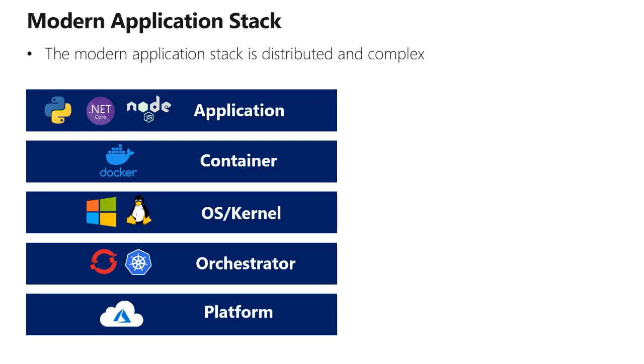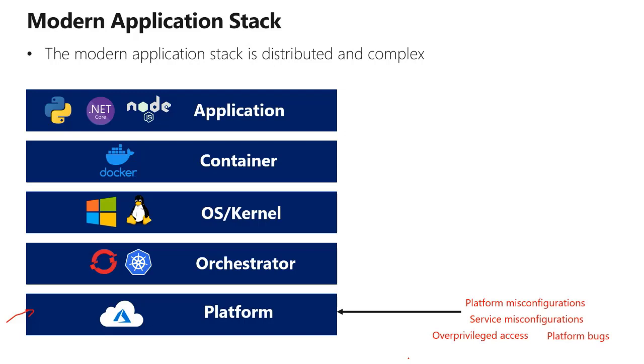From the bottom up, we have a platform, right? Everything is built on that platform security model. In our conversation today, that platform is Azure, but that could be AWS, GCP, or even a private cloud in your on-premises environment. On the platform level, the security issues we could get include platform misconfigurations, where people misconfigure the services on the platform itself. We're talking about service misconfigurations, overprivileged access, and even platform bugs.